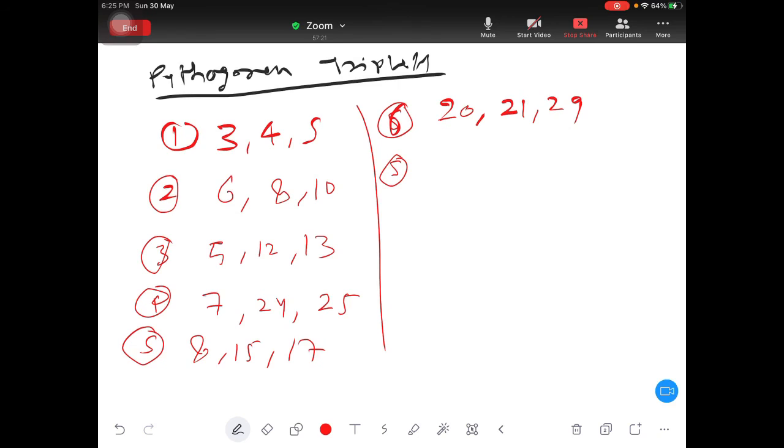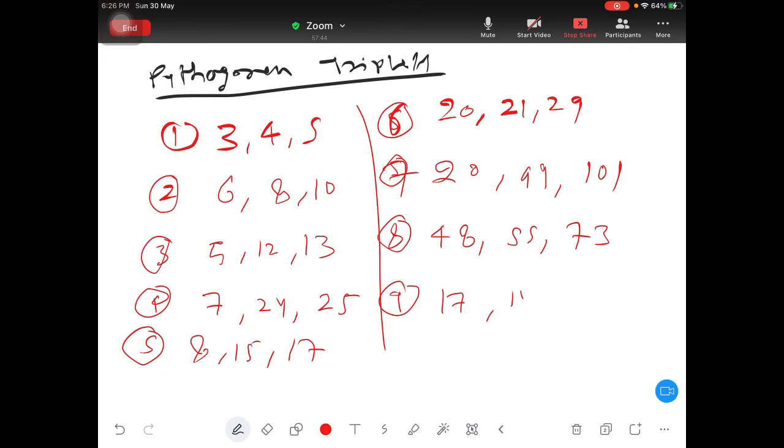Then you also have 20, 21 and 29. Okay, and then 20, 99 and 101. This is also a Pythagorean triplet. Then you have 48, 55 and 73, and then you have 17, 144 and 145.